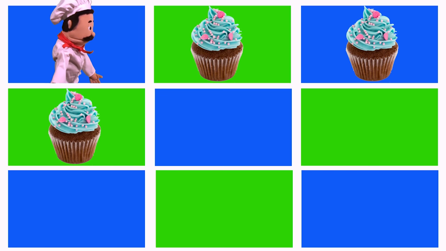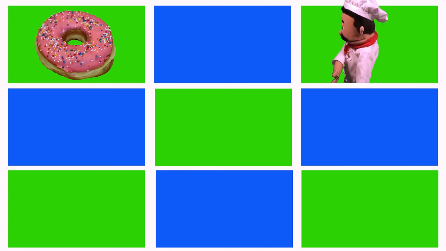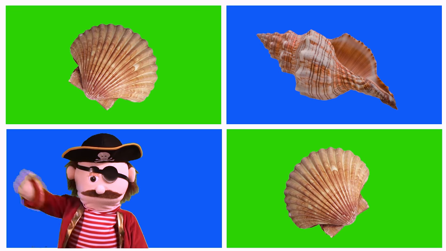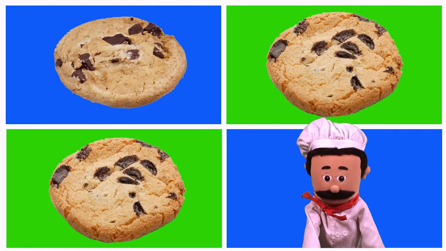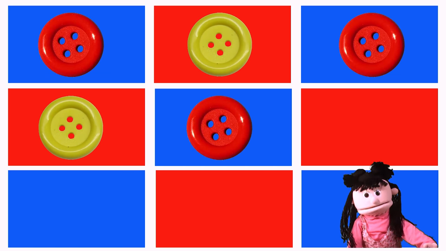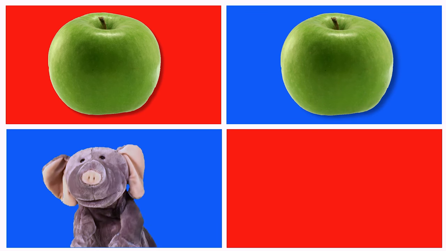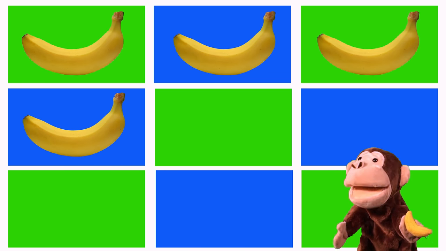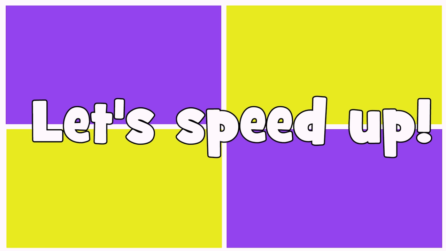One, two, three, four, five, six, seven. One, two, three. One, two, three. One, two, three, four, five, six, seven. One, two, three. One, two, three. One, two, three, four, five, six, seven. Let's speed up.